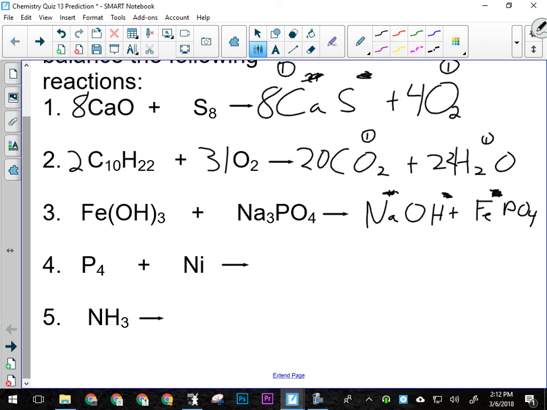Now I've got to balance the whole thing. I would say either start with hydroxide or sodium. It makes no difference which one you start with because that's the only number you need to put in for your 3rd mark. Okay, so 1 mark for sodium hydroxide, 1 mark for iron 3 phosphate, and 1 mark for that balancing.